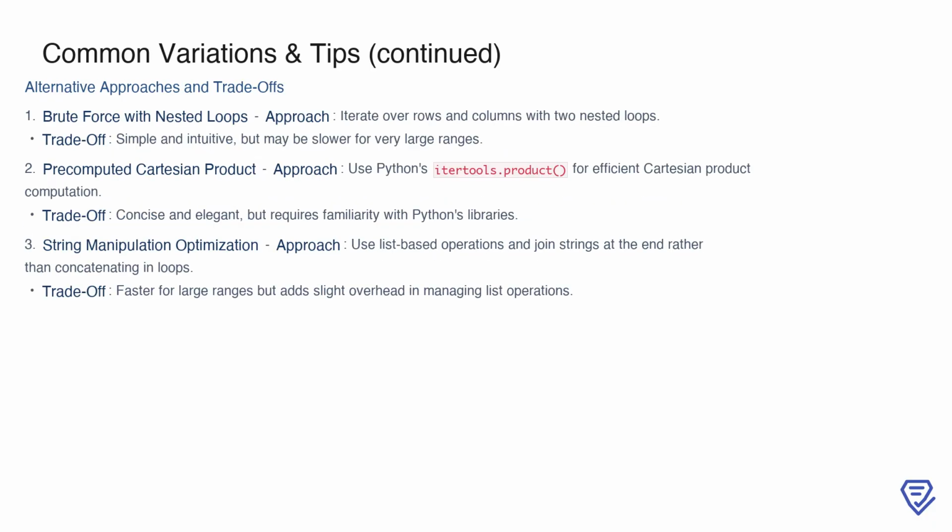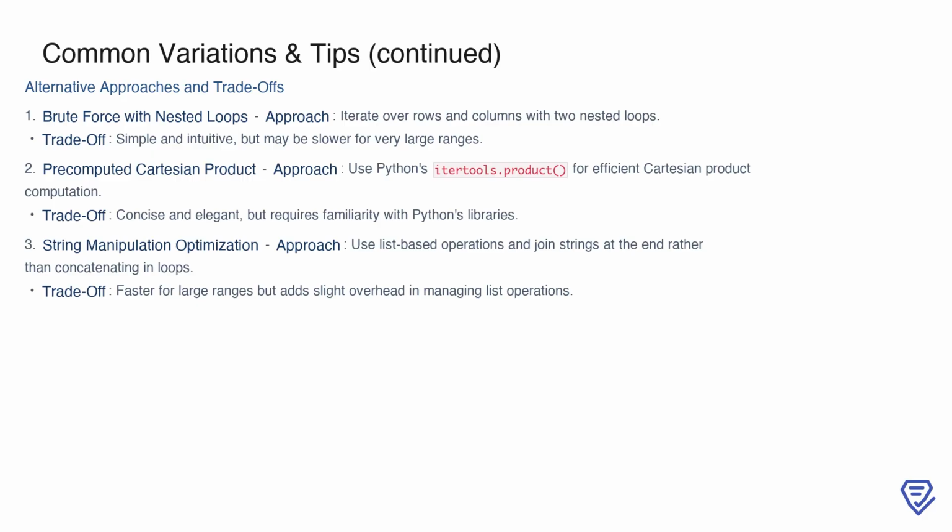Now, let's compare a few alternative approaches and their trade-offs. The brute force method involves using nested loops to iterate over rows and columns. It's simple and intuitive but may become slow when working with very large ranges. Alternatively, you could use Python's itertools.product to pre-compute the Cartesian product of rows and columns. This approach is concise and elegant, leveraging Python's libraries for efficiency, but it assumes familiarity with those tools.